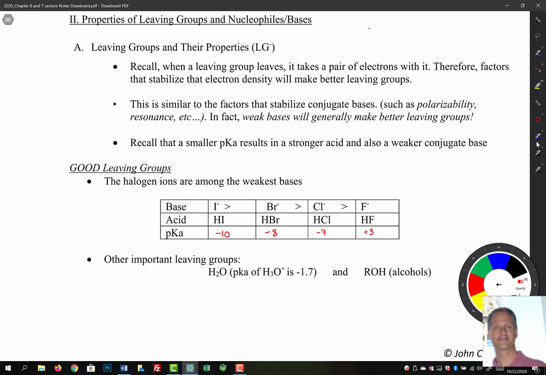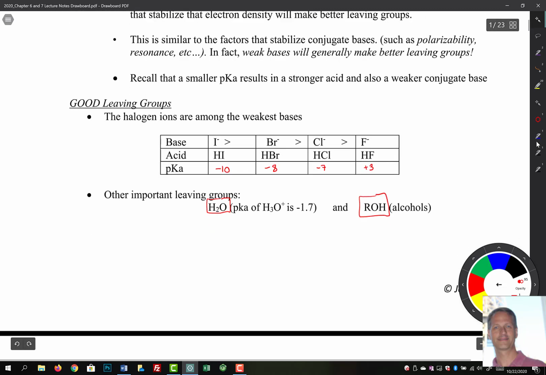There are some other important leaving groups for us. Water is one of them. Whenever we can lose H2O, it's a great leaving group. And alcohols too. Notice that when they leave as leaving groups, they're uncharged, and that's nice. There's no negative charge to try to accommodate. We're already neutral. Now those are our basic good leaving groups. We'll talk about more as we progress through this semester, but this is good for this chapter.